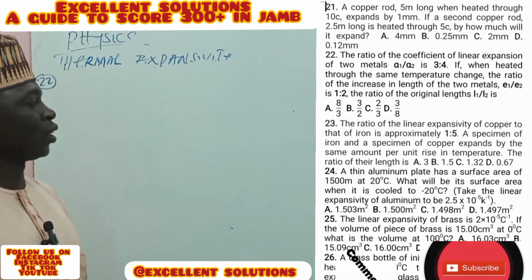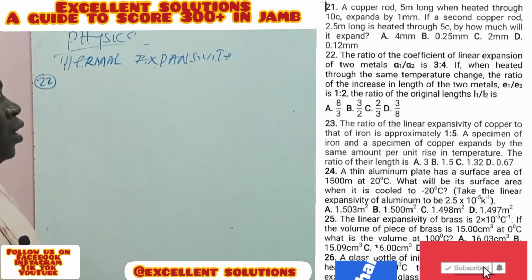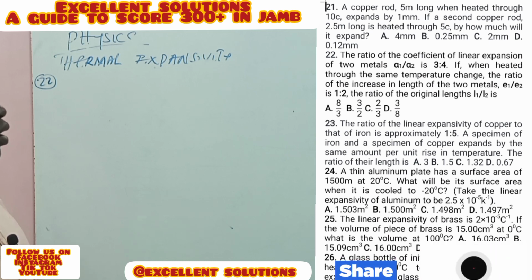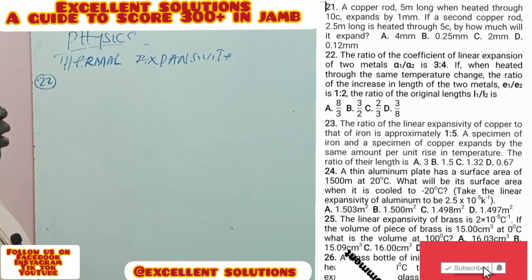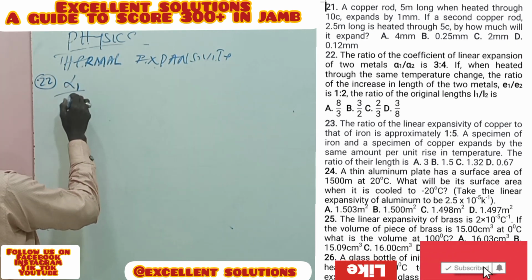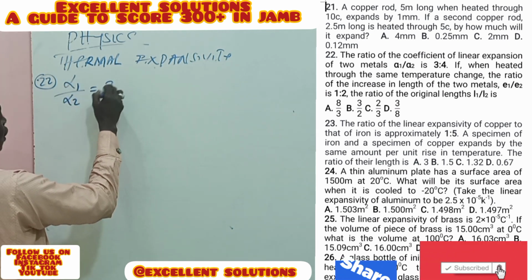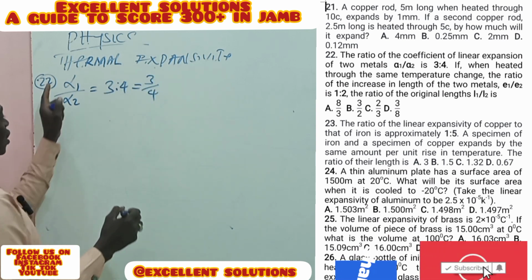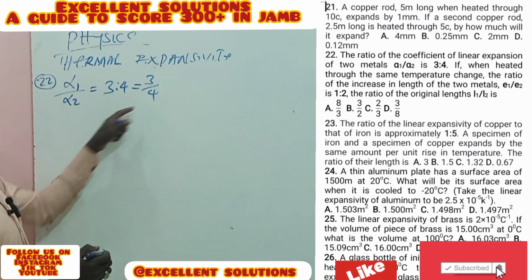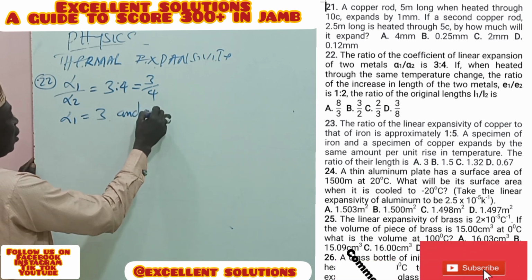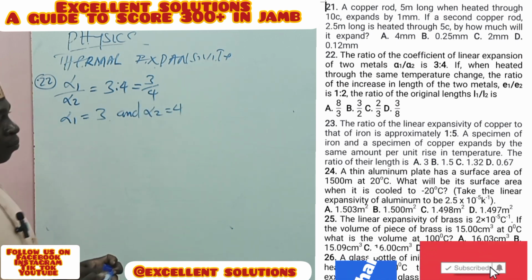The next question is question 22, and this question says, the ratio of the coefficient of linear expansion of 2 metals, alpha 1 over alpha 2, is 3 is to 4. So alpha 1 over alpha 2 equals 3 is to 4, which is the same as 3 over 4. That means alpha 1 equals 3 and alpha 2 equals 4.